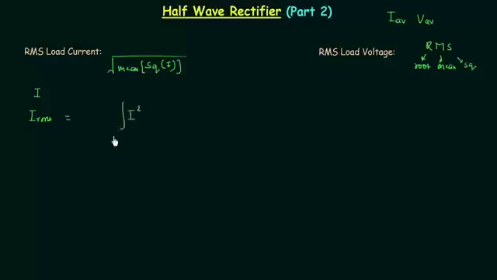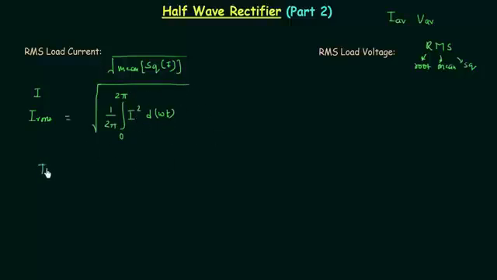Now I will calculate the mean by integrating I square from 0 to 2 pi with respect to omega t, and I will divide this by 2 pi minus 0 because this is what we do in definite integral, or I can write 1 by 2 pi. Now I will find out the square root of the mean, and the next step is to simplify this.